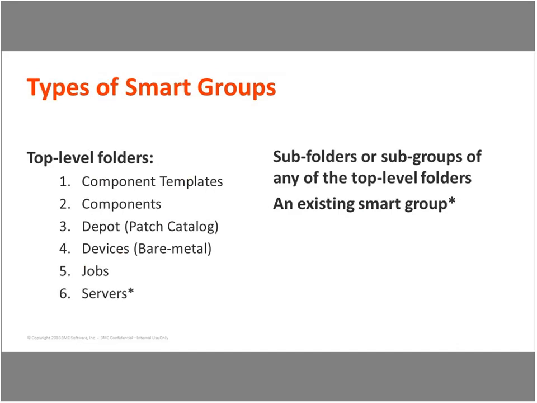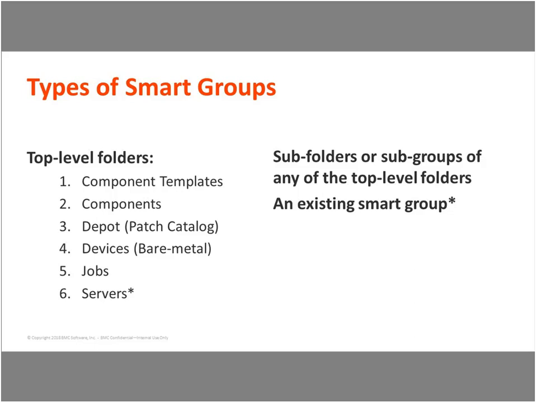Now let's look at the different types of smart groups. A smart group can be created on component templates and components. You can create a smart group on a depot, which is a particular patch catalog, which has some interesting use cases. You can do it on devices, which are bare metal devices, or on jobs, or maybe create a smart group for teams. Specifically, smart groups are also used with servers. We use them with servers for better organization, to filter out the noise on all the servers that are there within BSA.